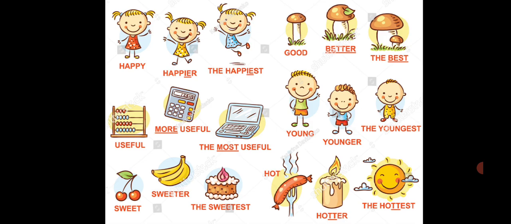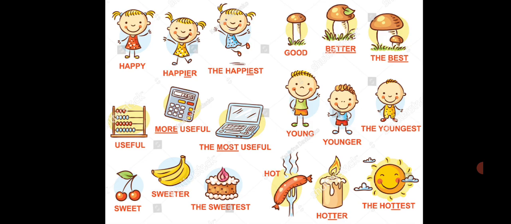Now look at this picture. This picture is showing you three degrees. If happy is the positive degree, then happier is the comparative degree and happiest is the superlative degree. Similarly, if good is the positive degree, when we are comparing between two things, the comparative degree is better. And when we are comparing more than two things, then best is the superlative degree. In the same way, useful, comparative degree more useful, and superlative degree most useful.